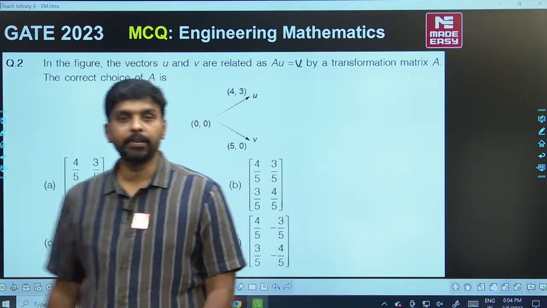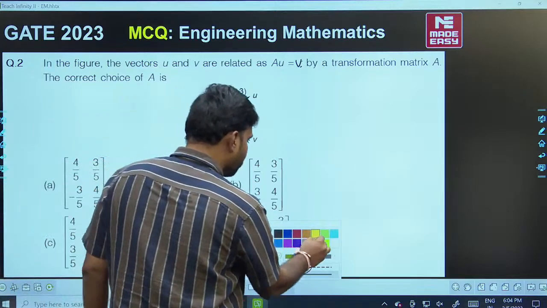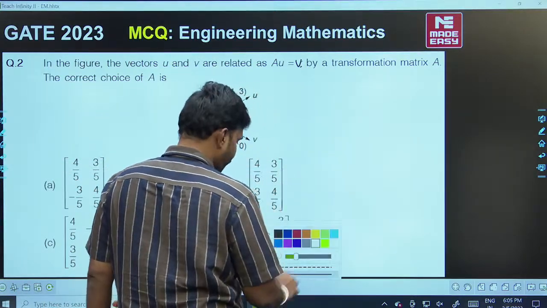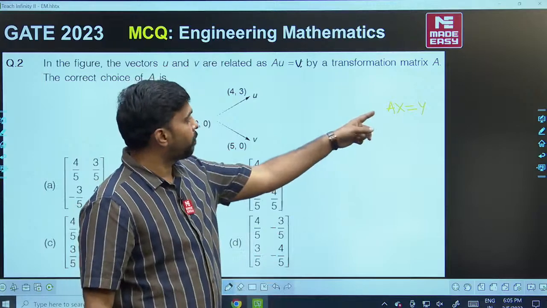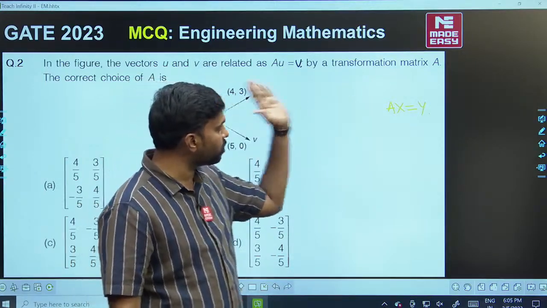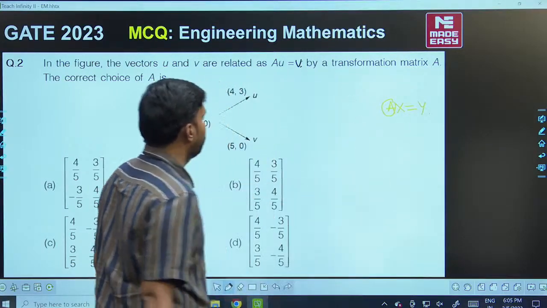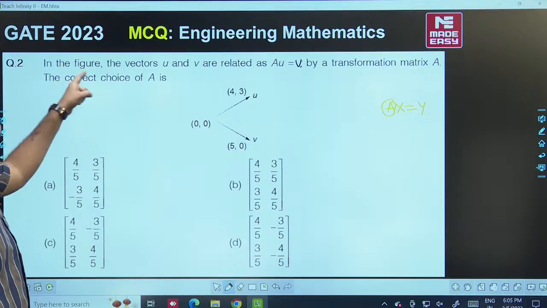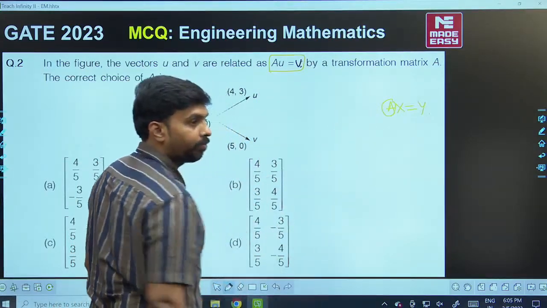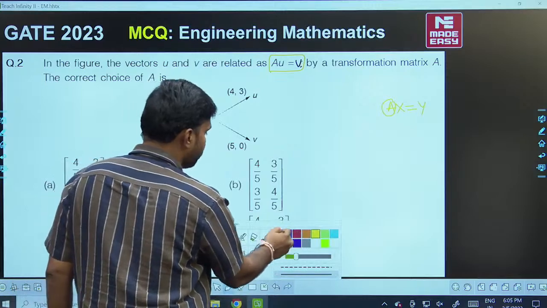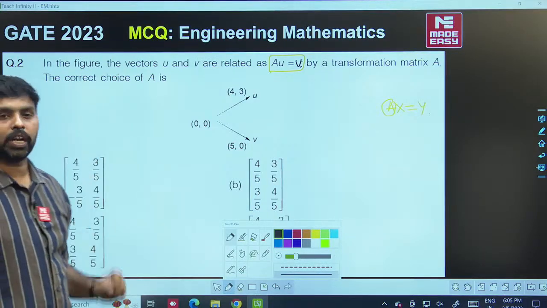The next question is under linear transformations. As we have discussed in the class, a linear transformation is Ax equal to y. That means the matrix A is a transformation matrix which transforms the vector x into another vector y. He is asking the same thing here. You can see in the figure that the vectors u and v are related as Au equal to v, by the transformation A. So what is the correct choice of A here?